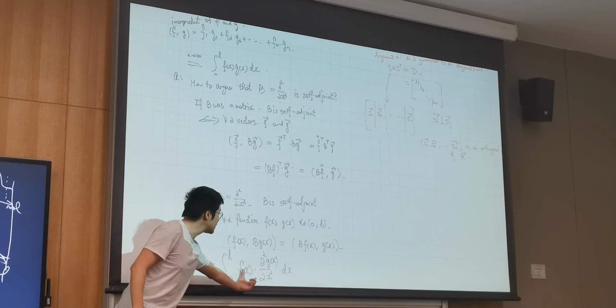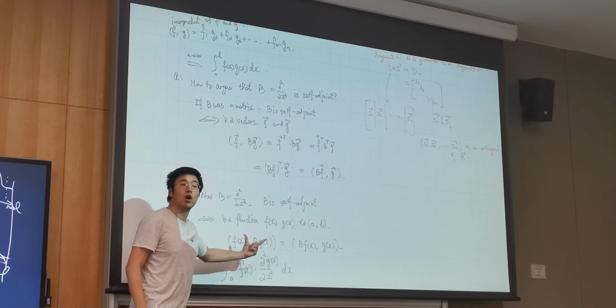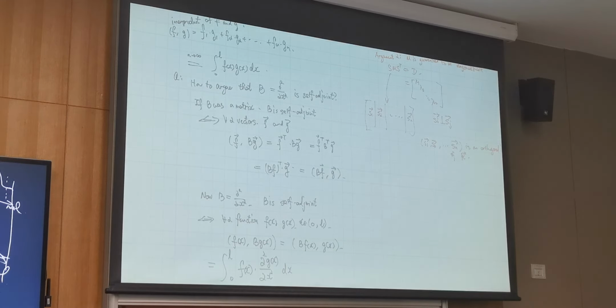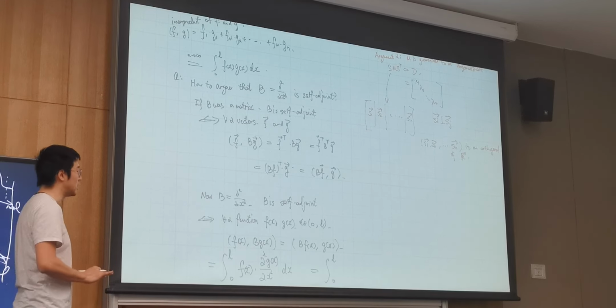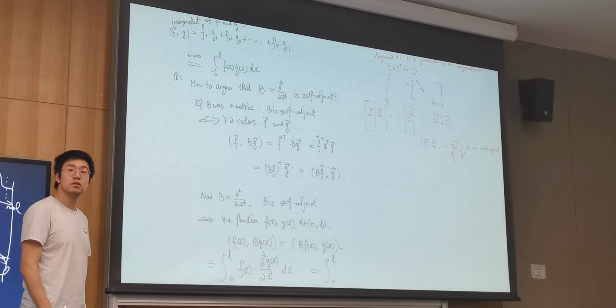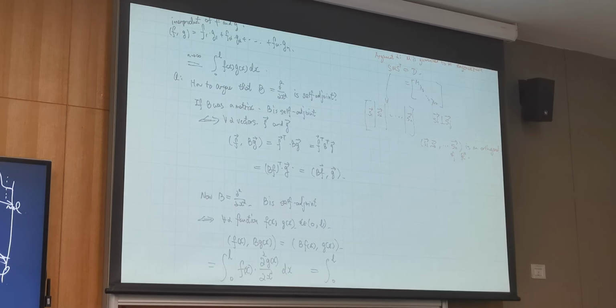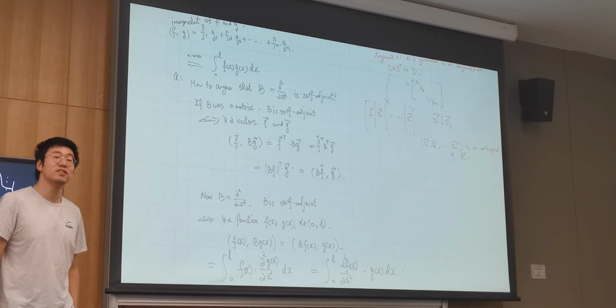So this represents the first inner product. We want to prove that this indeed equals the second inner product. What is the second inner product? It should be the integral from 0 to L of the second order derivative of f with respect to x, multiplied by g, dx. We want to show that these two integrals indeed equal each other.